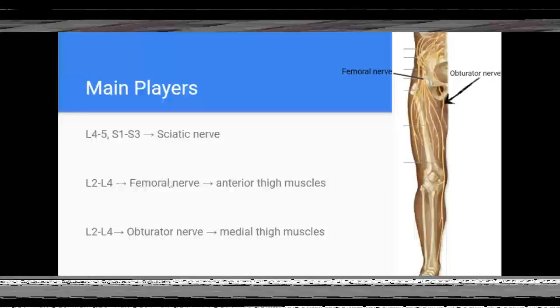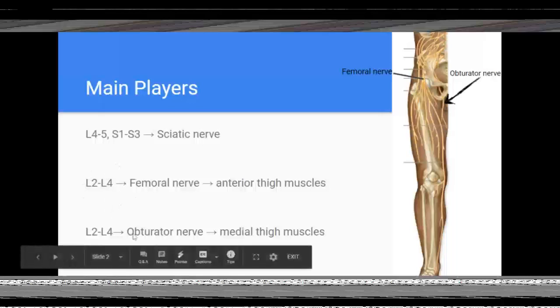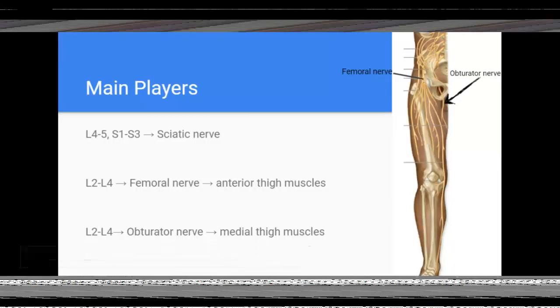So now we have the femoral nerve, and the femoral nerve is going to be coming off of L2 through L4, and actually the same thing for the obturator nerve, which is going to be the other big player here. But the femoral nerve is going to be innervating the anterior thigh muscles.